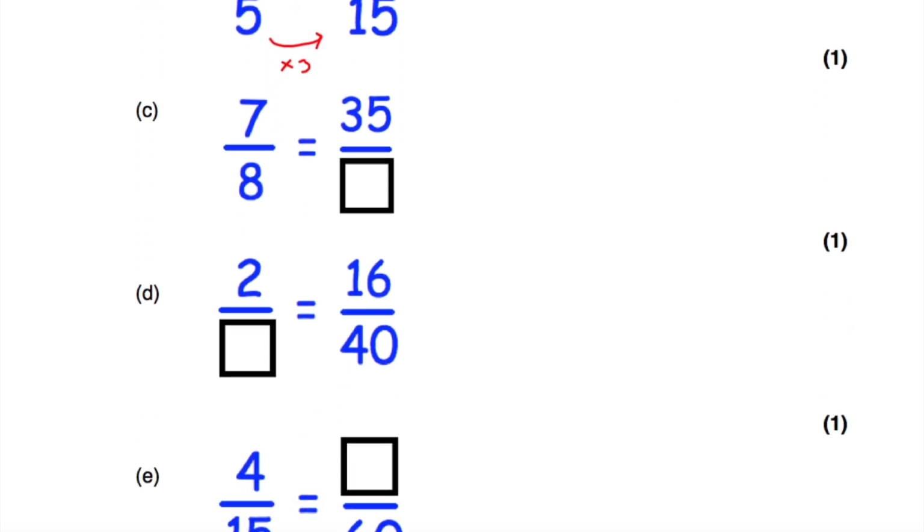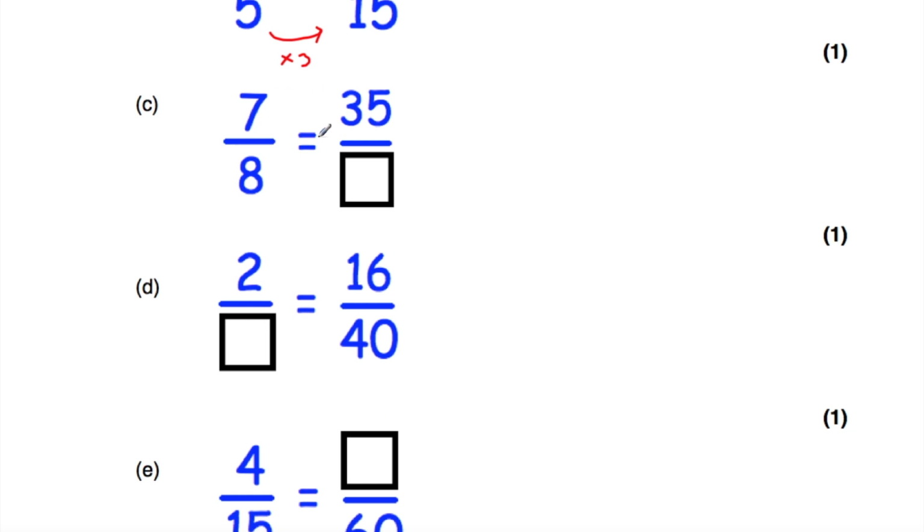Okay, let's look at part C. Part C, we've got 7/8 equals 35 over blank. So we want to find this missing denominator. So to get from 7 to 35, we would multiply by 5 because 7 times 5 is 35. So we need to multiply this denominator by 5 as well. And 8 times 5 is equal to 40. So this missing denominator here would be 40. So that's it, we've found that number.